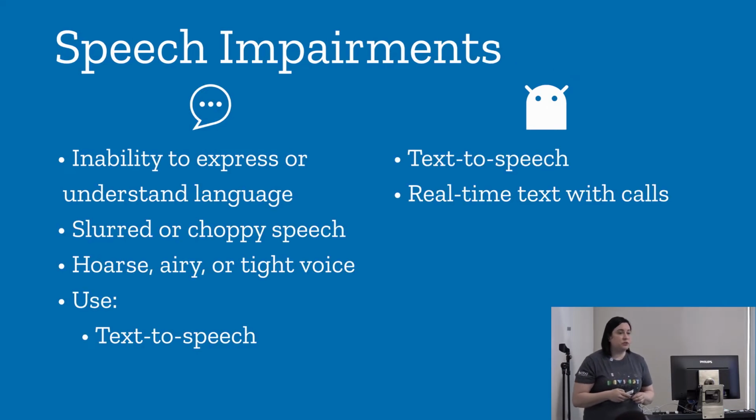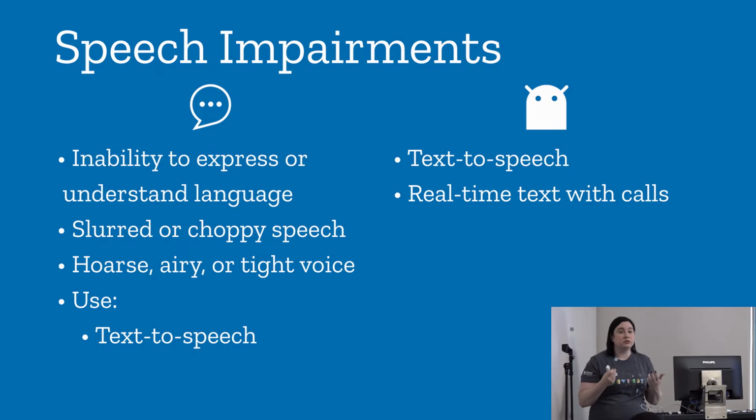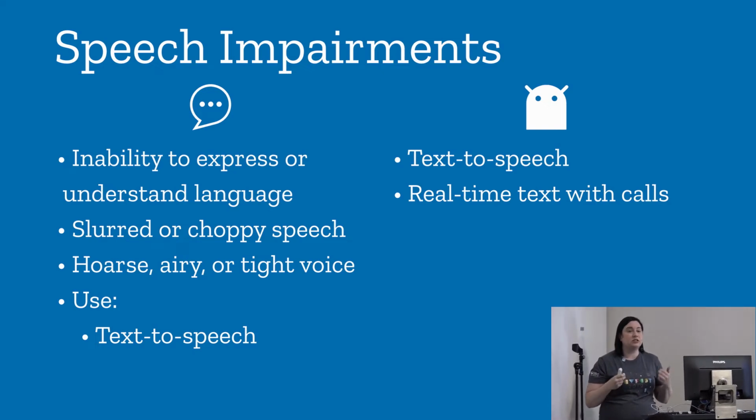Speech impairments is basically when you have difficulty expressing or understanding language. And folks with these disabilities use text-to-speech. So the late Professor Stephen Hawking used a muscle in his cheek to control a very specialized computer. And that allowed him to, thankfully, we're very grateful for that, conduct interviews and write. So folks with these disabilities use things like a text-to-speech tool or real-time text with calls on the Android platform.